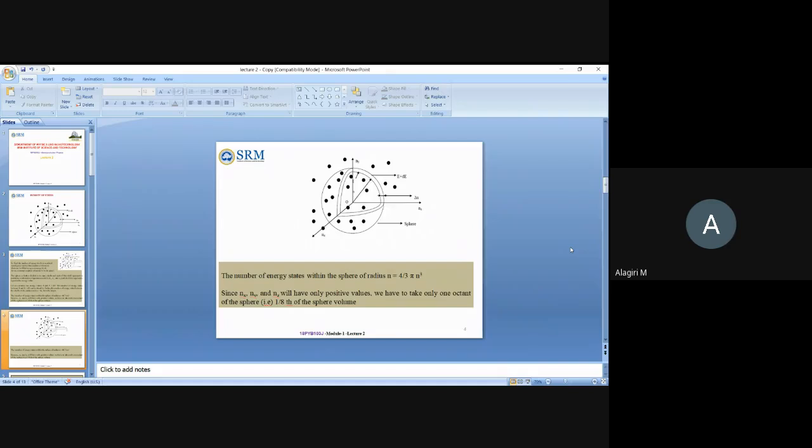As we know, the principal quantum numbers nx, ny and nz should have only positive values, no negative values. So the principal quantum numbers nx, ny and nz will be positive only in the octant of the sphere. So the formula will be modified as n equal to 1 by 8 into 4 by 3 pi n cube.